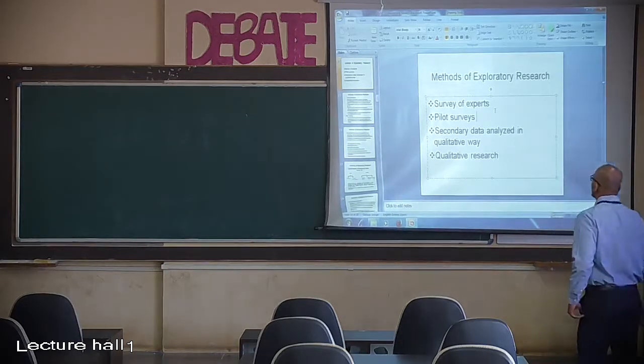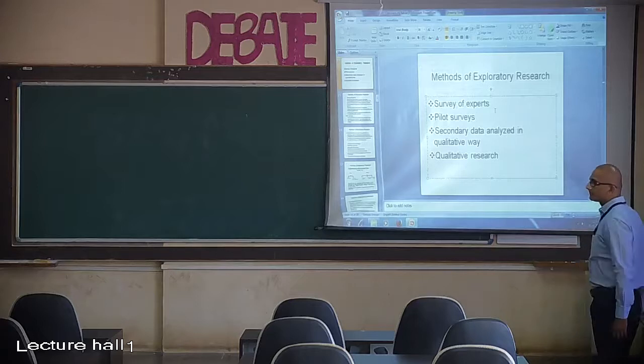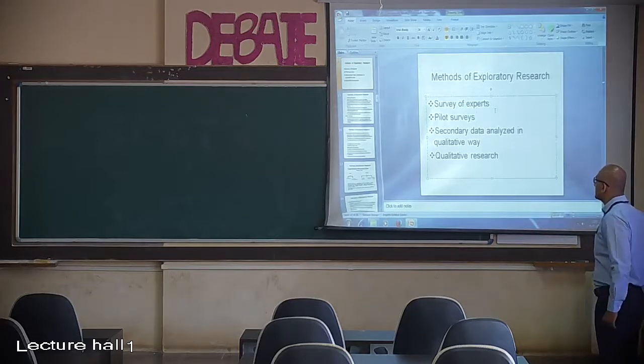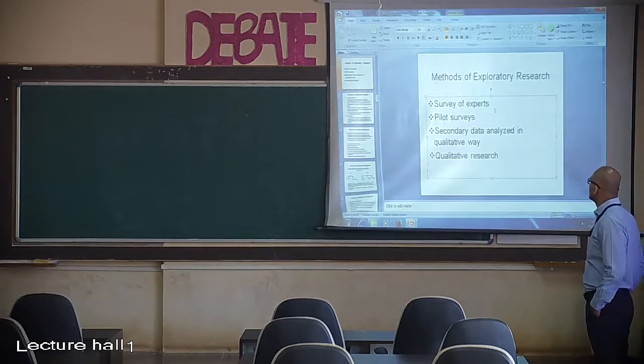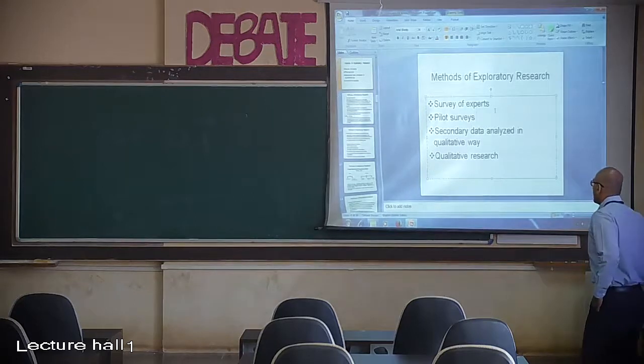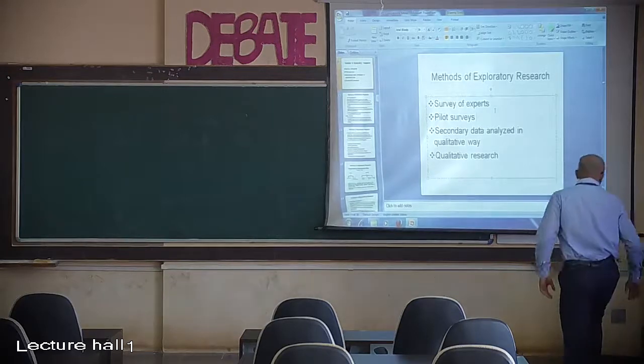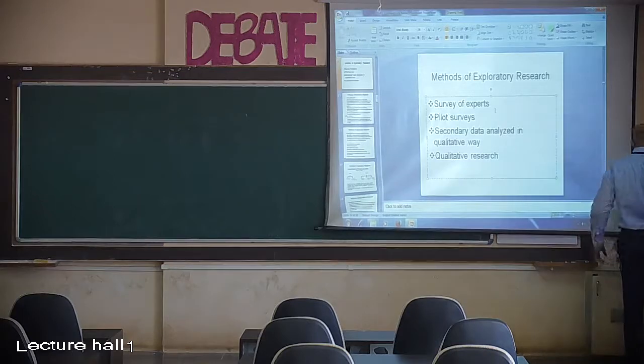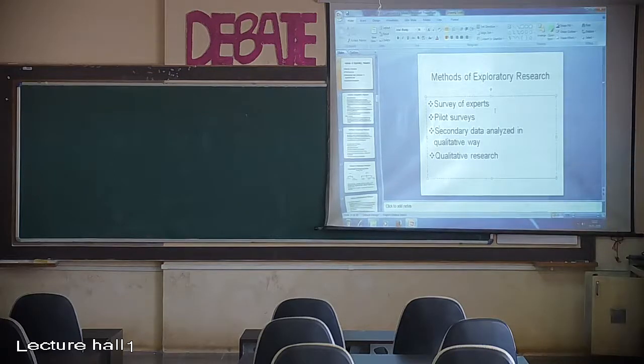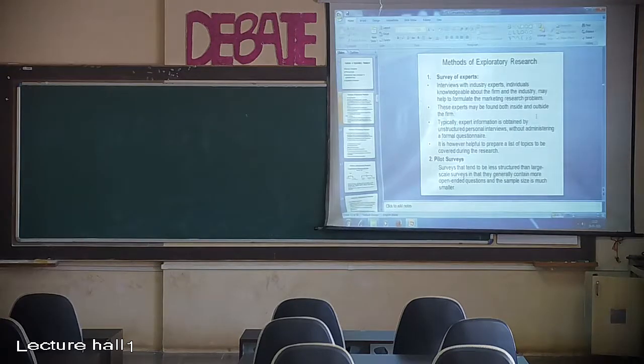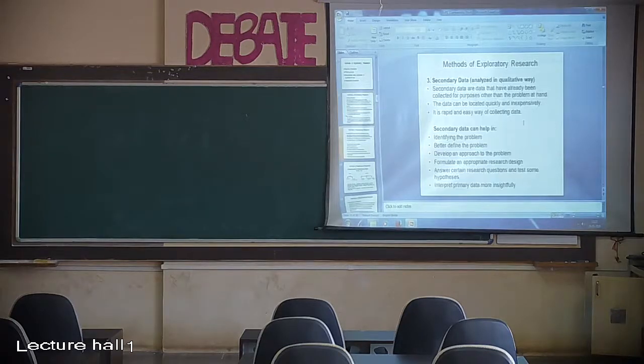So these are surveys of experts. Number two is audit surveys. Number three, secondary data analyzed in a qualitative way, and even qualitative research. So these are some of the methods by which you can do exploratory research. Okay, now all these are written here.